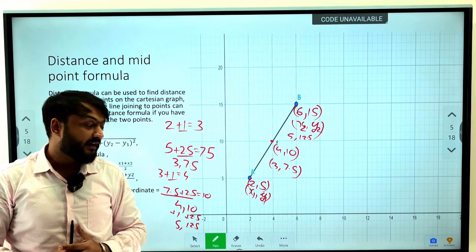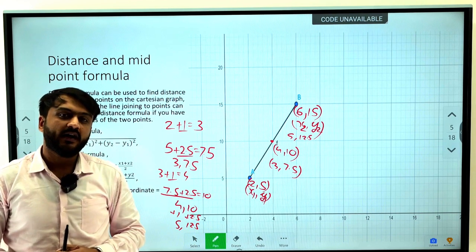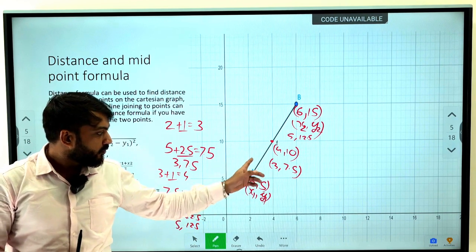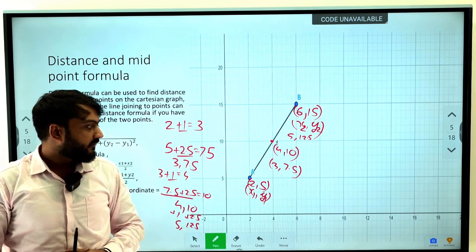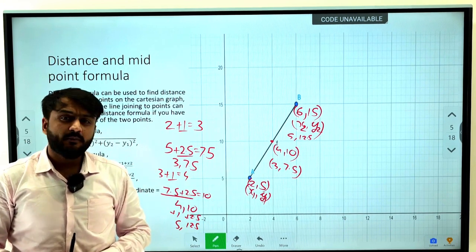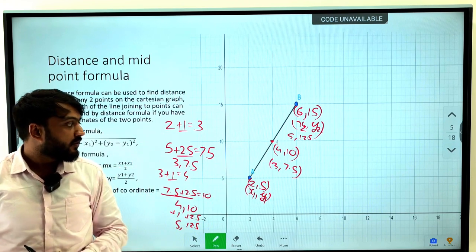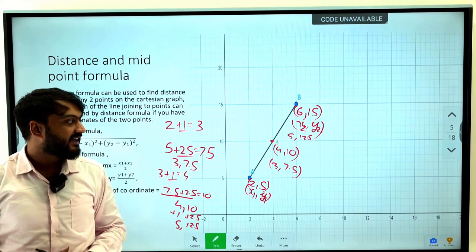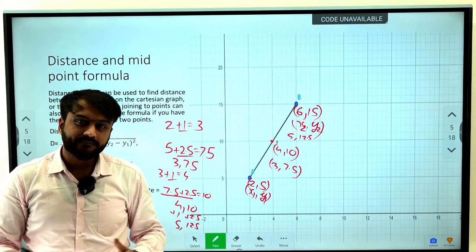And signs do matter. If this was negative 2.5, I would be subtracting 2.5 from the given y value, which is 5. Right? So from 2, as the x goes to 3, y goes from 5 to 7.5. As x goes from 3 to 4, y goes from 7.5 to 10. As x goes from 4 to 5, y goes from 10 to 12.5. And as x goes from 5 to 6, y goes from 12.5 to 15.